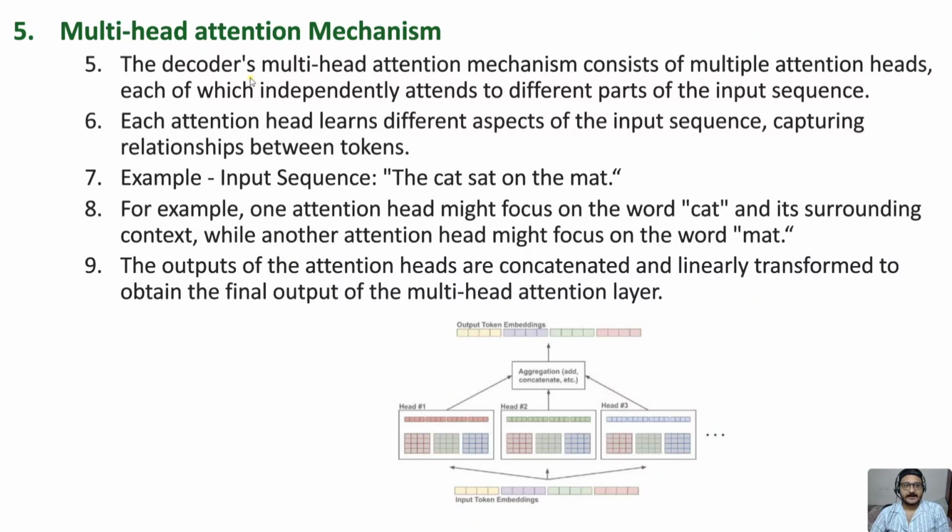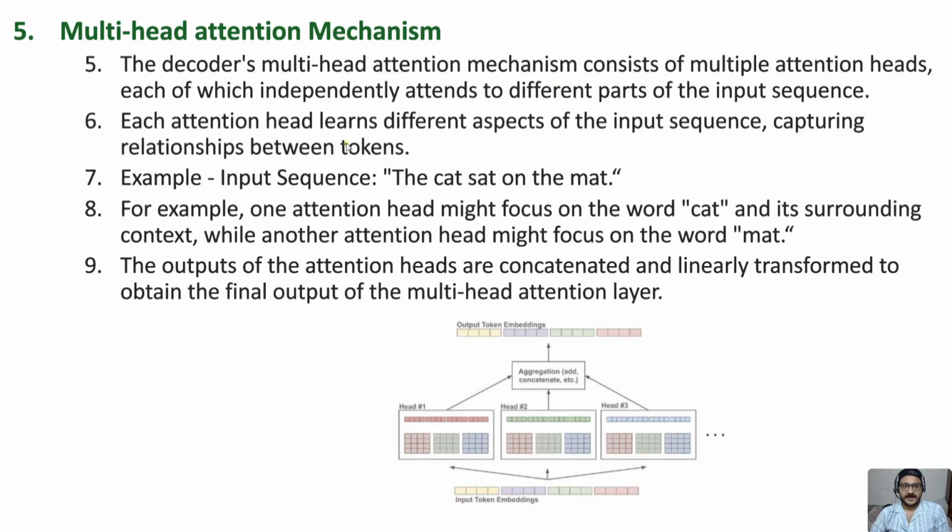Next we have a multi-head attention mechanism. So the decoder multi-head attention mechanism consists of multiple attention heads, or multiple headmasters, in a simple word we can say, each of which independently attends to a different part of the input sentence. So suppose we have, for example, three headmasters, and each headmaster is focusing on a particular student. That, in simple language, is the process called a multi-head attention mechanism.